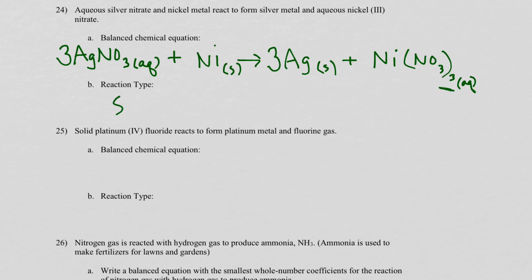And the reaction type is single replacement. Single replacement is when one ion, either a cation or anion, is replacing the cation or the anion in the compound. Double replacement is when you have two compounds and the cation and the anion in each are switching and matching up with the cation and the anion from the other compound.